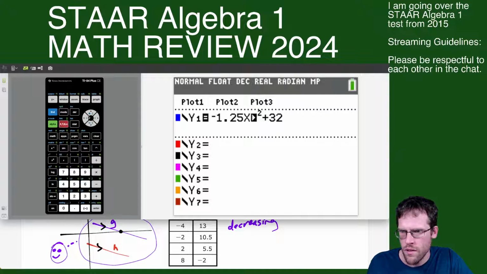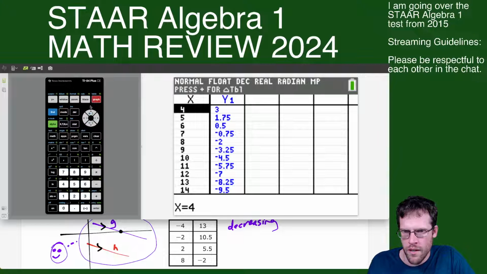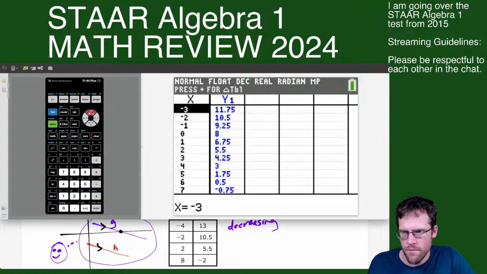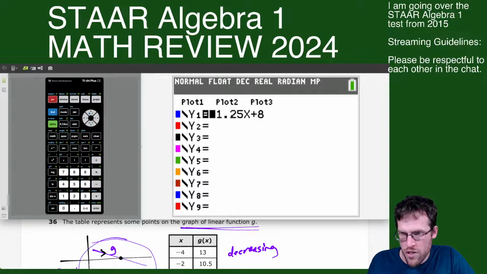So we have -1.25x. And then let me just delete that. And then plus 8. All right, now I go to the table here. And let's see, these values, they should show up. So -4, 13, -2, 10.5, 2, 5.5. All right, so here's a function for g of x.